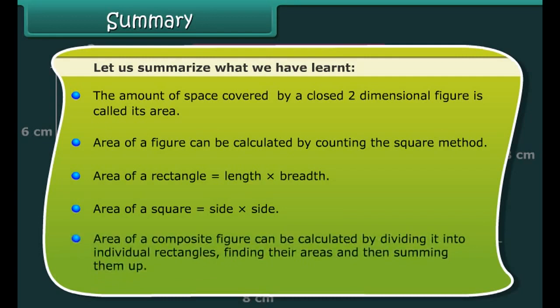The area of a rectangle is equal to length into breadth. The area of a square is equal to side into side. The area of a composite figure can be calculated by dividing it into individual rectangles, finding their areas, and then summing them up.